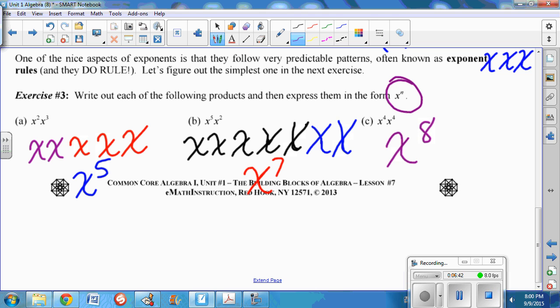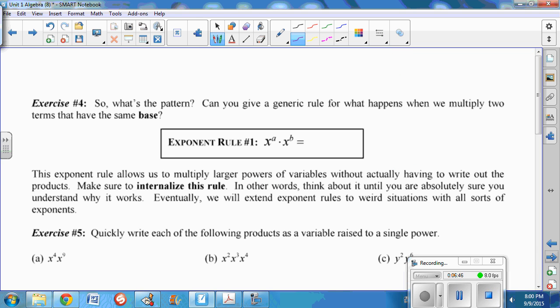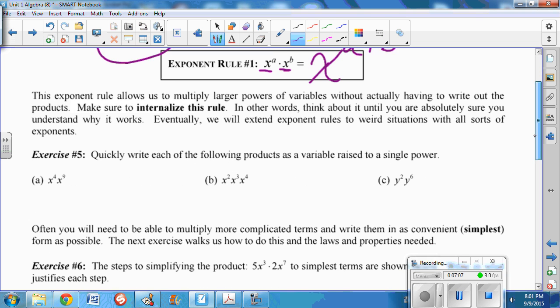So what's the prediction? What do we do with exponents when we have like bases? There it is. So what's the pattern? Our generic rule: if it has the same base, that's the key. So x to the a times x to the b, they both have a base of x, so x to the a plus b. Like bases, add the exponents.